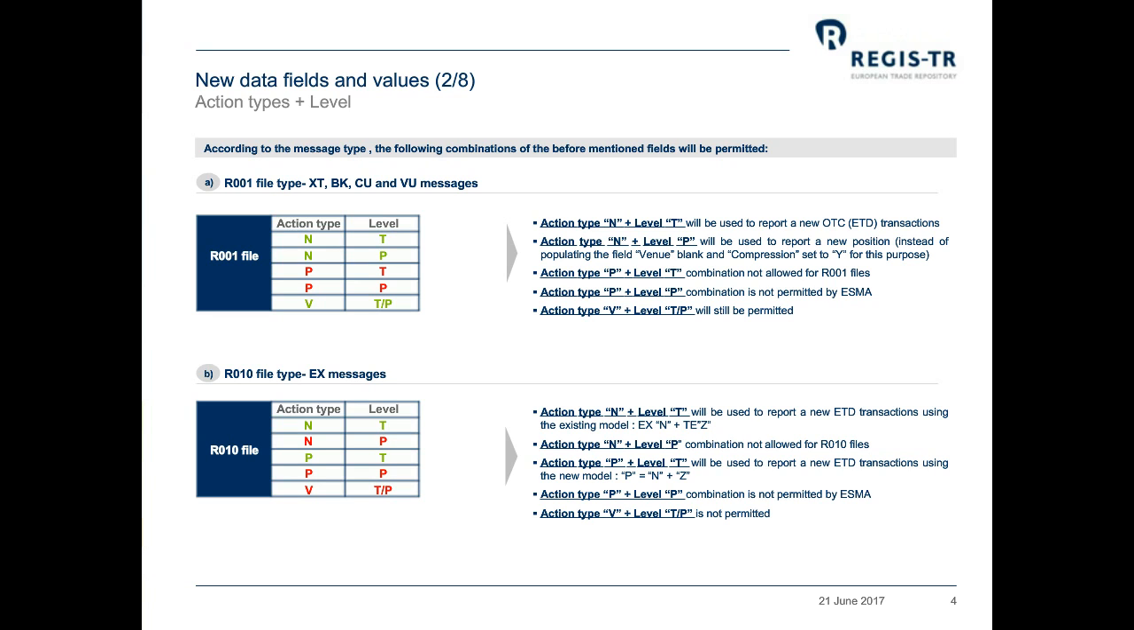Since positions are to be reported using the R001 file, combinations of the action type N or P with the level P are not permitted in the R010 file. And regarding the action type V for ETD, as my colleague Raul will explain afterwards, we have enabled the option to report collateral valuation for ETD and CFD transactions at transaction level, but it won't be done through the R010, but through the R001. However, we will go into detail on how to report these collateral and valuation updates afterwards.